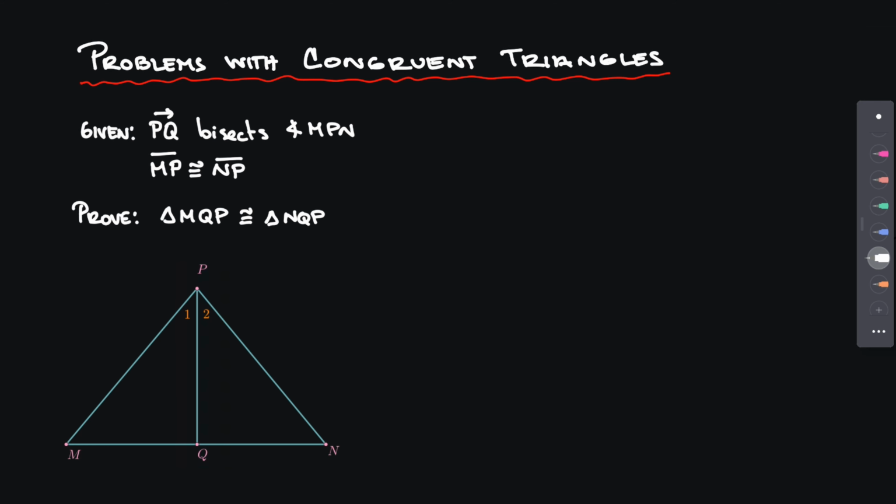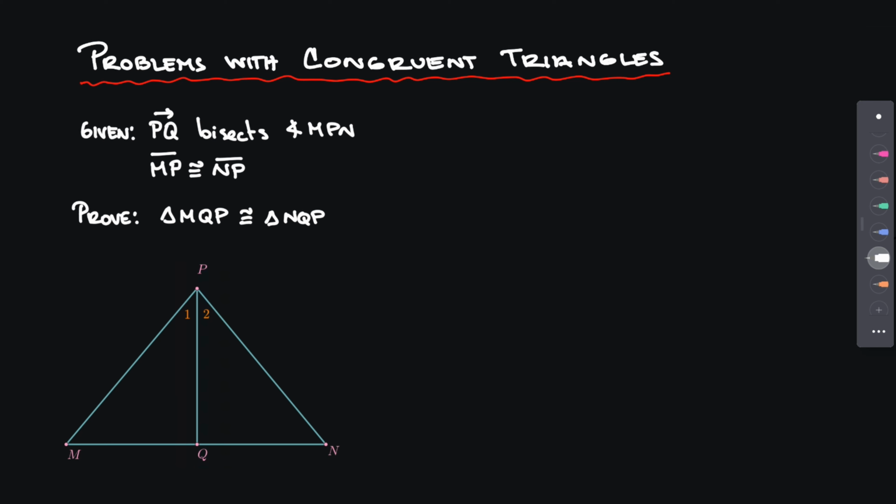This is the third problem related to problems with congruent triangles. In this case, we have this figure and we have this given: the ray PQ, or the segment PQ, bisects the angle MPN. MPN is this angle, right? And it's telling us that PQ bisects it.